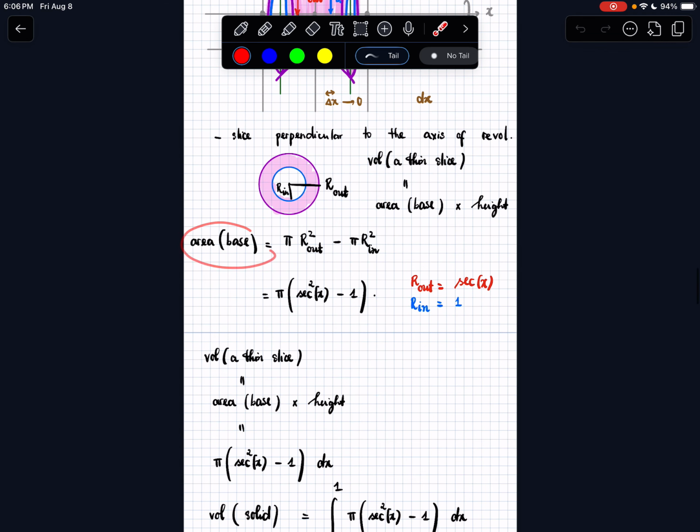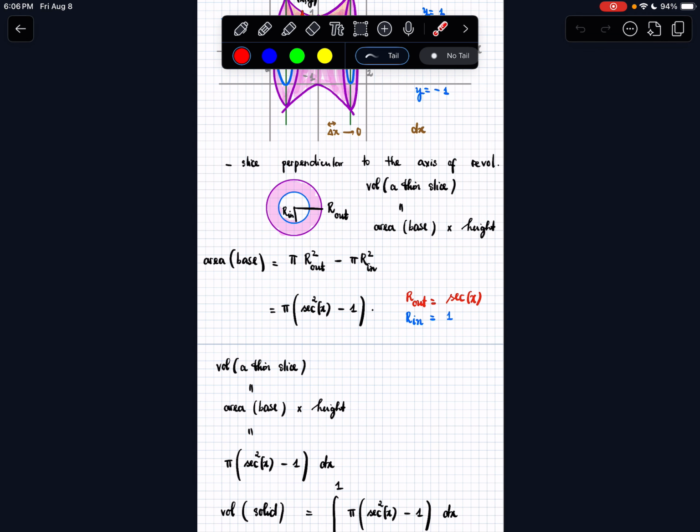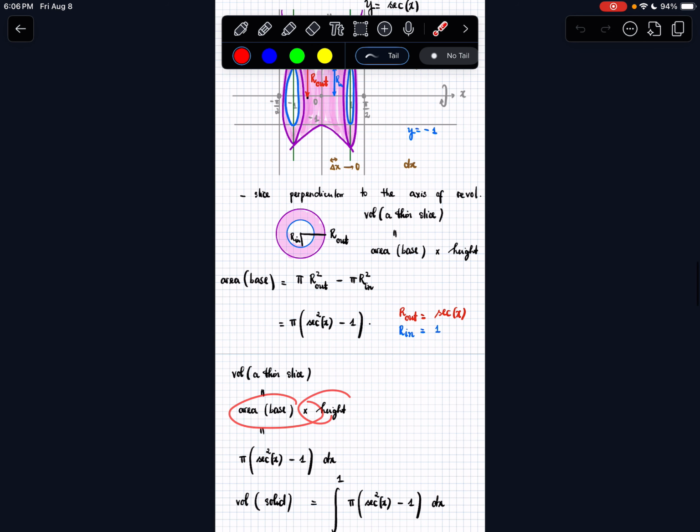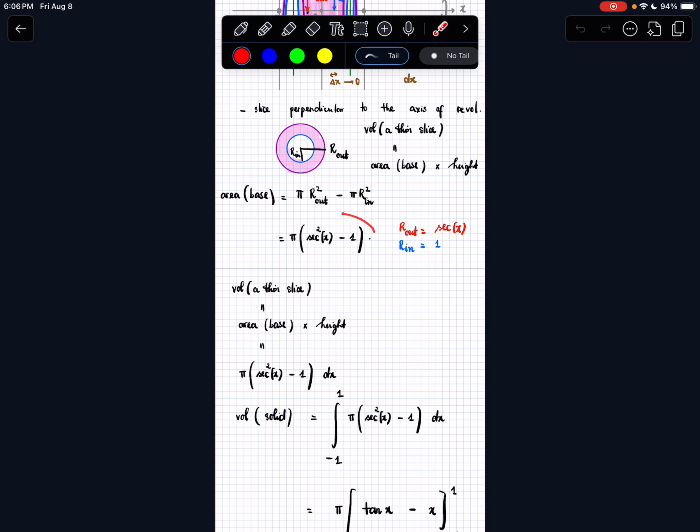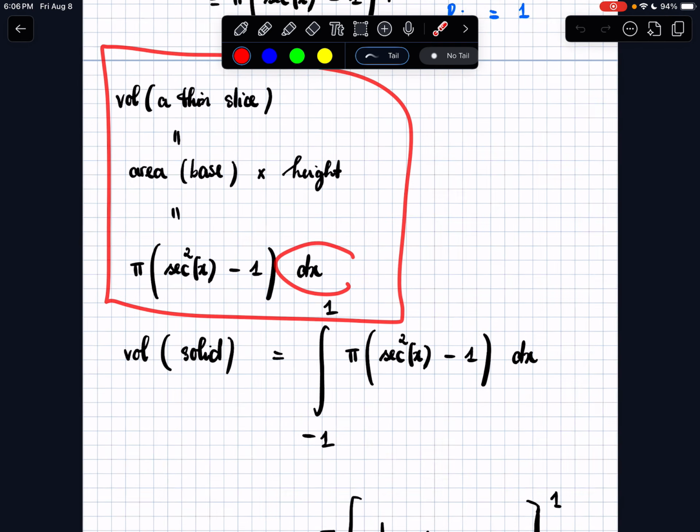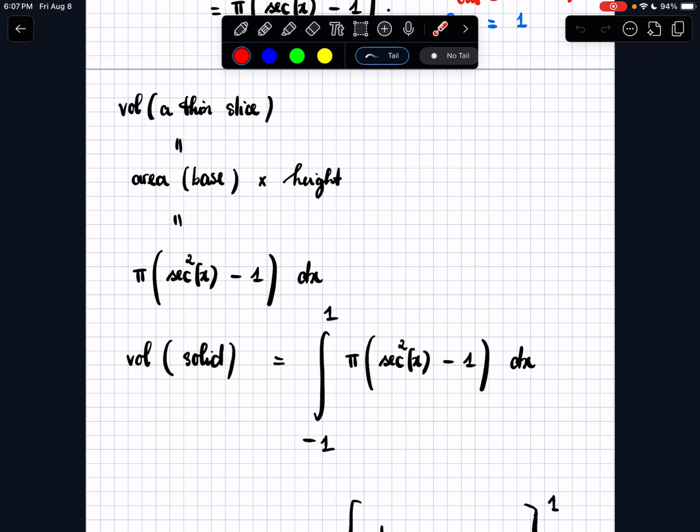Now we can compute the volume of a thin slice, which is the area of the base times the height. The area of the base is this one, and the height is delta x, and we want the slice as thin as possible, so delta x tends to 0, we have dx. This is the volume of one thin slice. To take the sum of infinitely many thin slices, we have the volume of the solid.